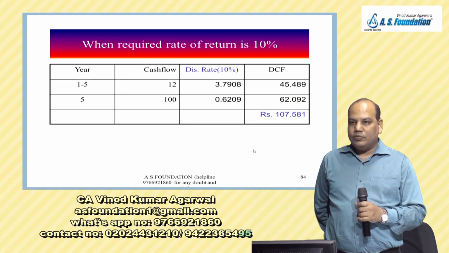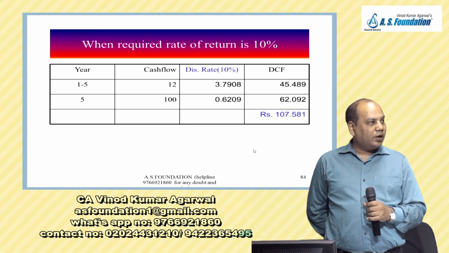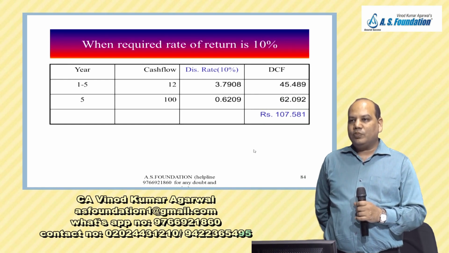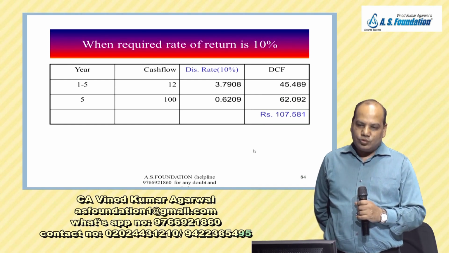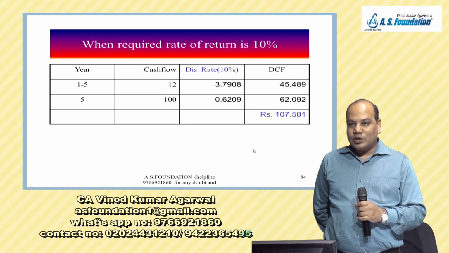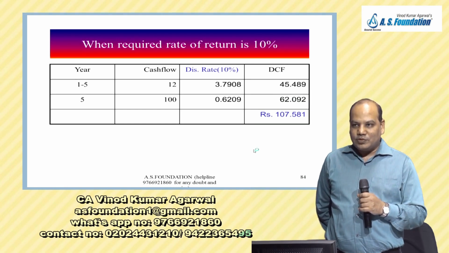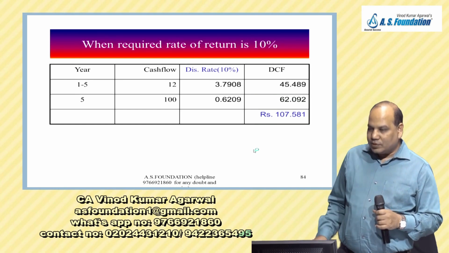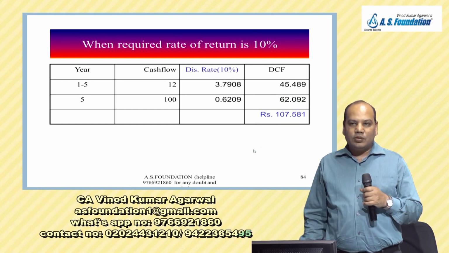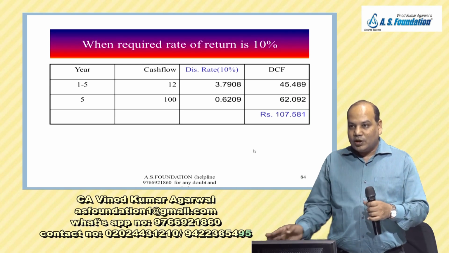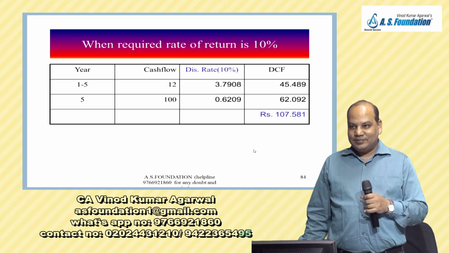more than face value. True or false? True. If discount rate is equal to coupon rate, present value of bond will be equal to face value. True. If discount rate is more than coupon rate, present value will be less than face value. True. So these are some basic fundamental features of a bond which can be asked in this chapter also.